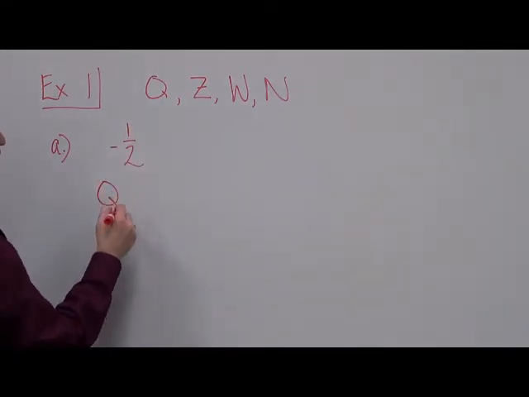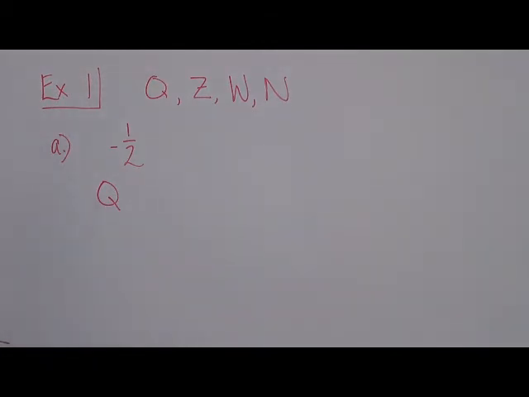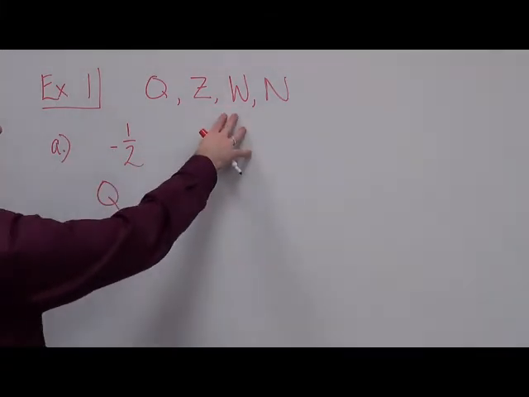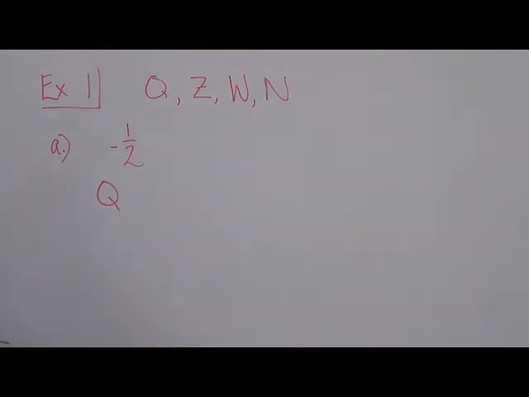Okay, so it can be labeled as a rational number. However, is it an integer? It is not, because it's not found on the number line. So the only classification this gets is Q, because it's not an integer. And if it's not an integer, that means it can't be a whole number. And if it's not a whole number, it can't be a natural number. So it kind of works its way out.